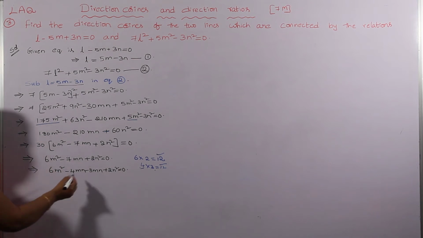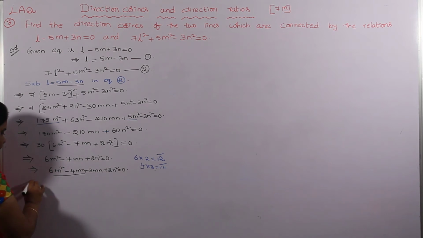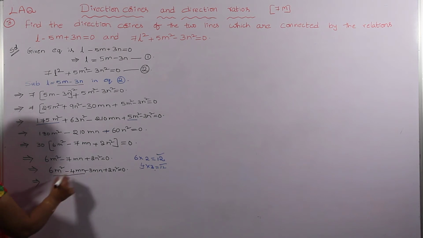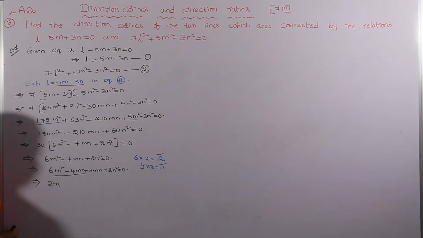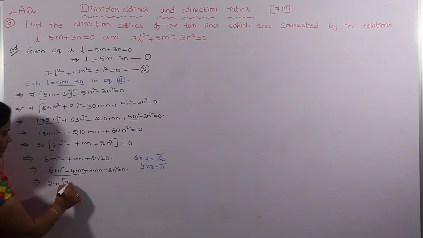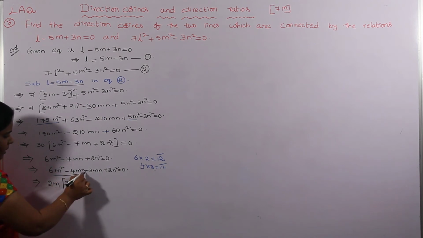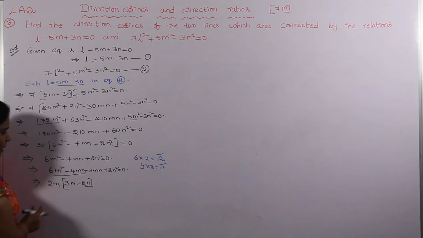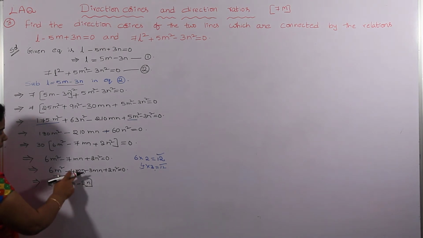Okay. From this common term, take 2m common. We have 2m common. That is 2 3s are 6, 3m is here. Remaining is m only. So that m is here. Minus 2 2s are 4, 2m is here, one remaining is n only. Okay. From this take 2m common: 2 3s are 6, m into m is m square, 2 2s are 4, m into n is mn.